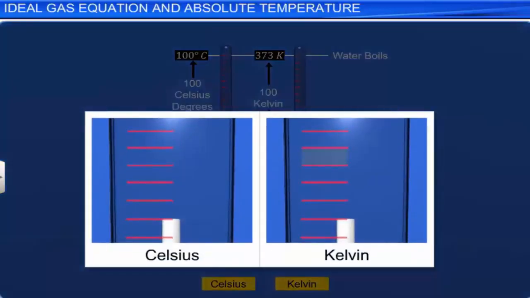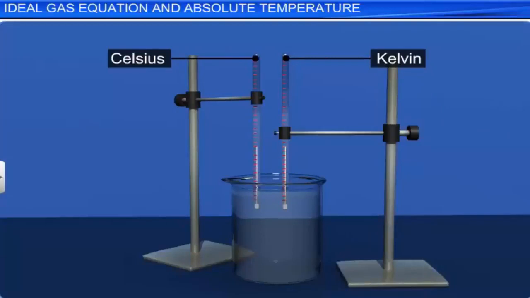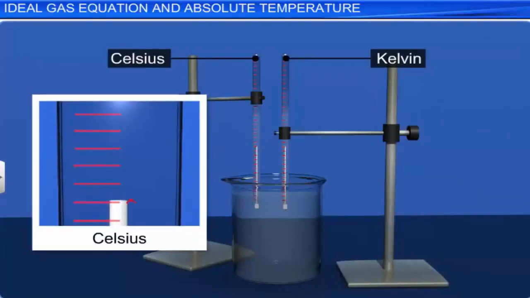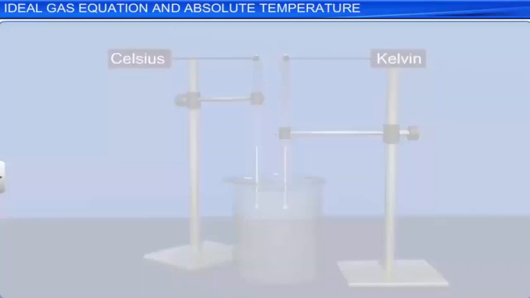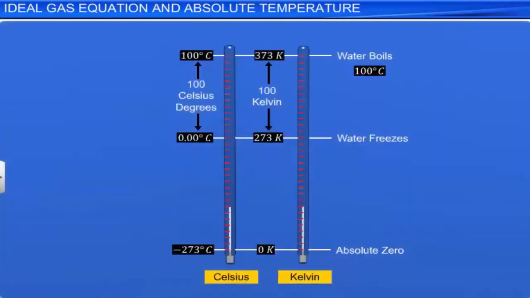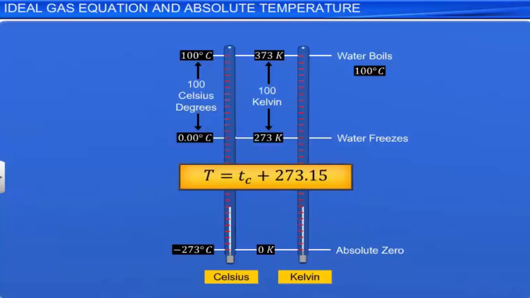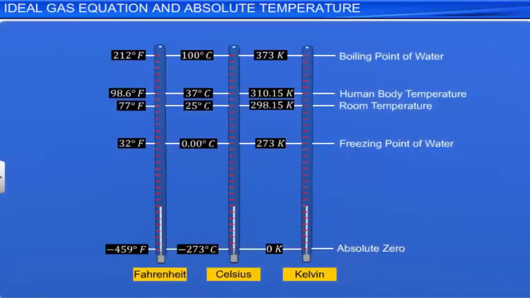The size of a degree on the Kelvin scale is identical to the size of a degree on the Celsius scale. For example, if the temperature of a body is increased by 1 degree centigrade, then the corresponding change on the absolute scale is 1 Kelvin. The relation between the absolute temperature and Celsius temperature is expressed as T is equal to Tc plus 273.15. Here is a comparison between the Kelvin, Celsius and the Fahrenheit temperature scales.